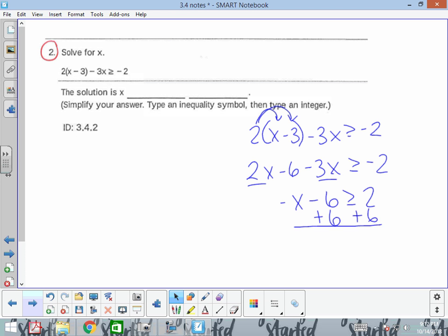Now we add 6 to both sides. The first things I did were distributive property and combining like terms. That's not solving. We start solving when we're doing something to both sides. So we added 6 to both sides, and now we have this negative. Remember, that's negative 1, so I'm dividing by negative 1. Here's that trap. I have to change that to less than or equal to negative 8. So right here, you're going to type on the toolbar less than or equal to, and then negative 8.